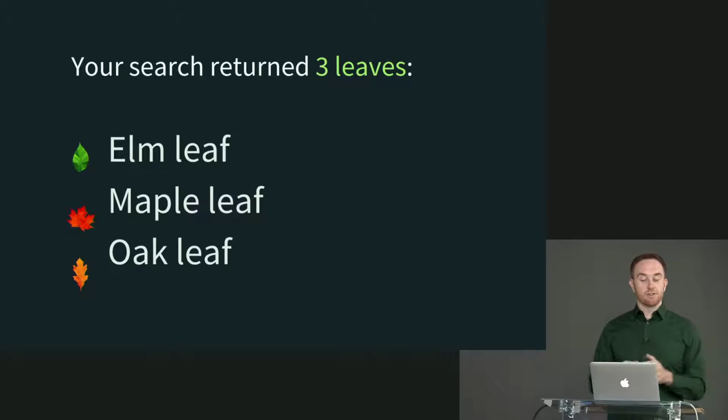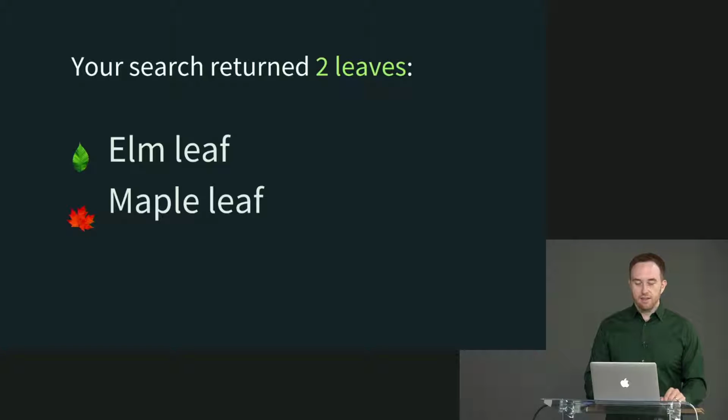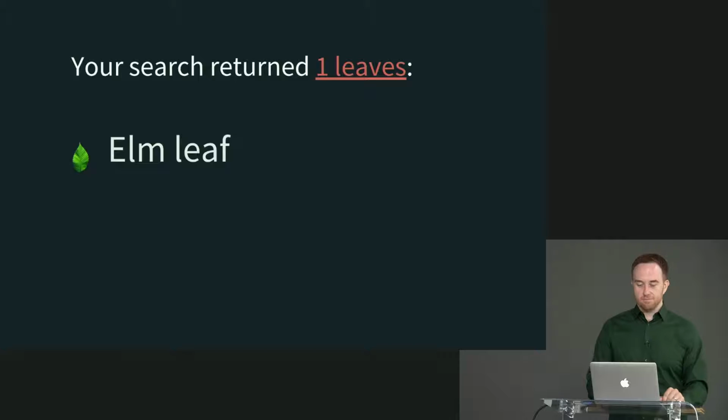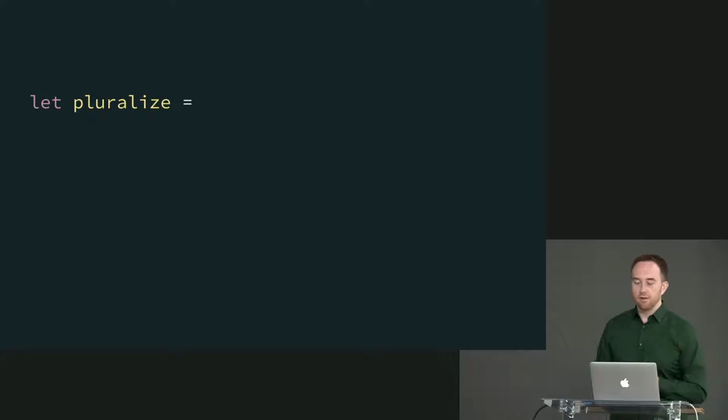It would say your search returned 3 leaves, elm leaf, maple leaf, and oak leaf. And then let's say maybe your search only returned 2 leaves, it says elm leaf and maple leaf. And then it only returned 1 leaf, but we have a little bit of a bug here where it says your search returned 1 leaves. That looks kind of amateurish. That's not great. It should say 1 leaf, right? It should be 2 leaves, 3 leaves, but 1 leaf. So how can we fix this bug? Let's just write a little function that will fix that.